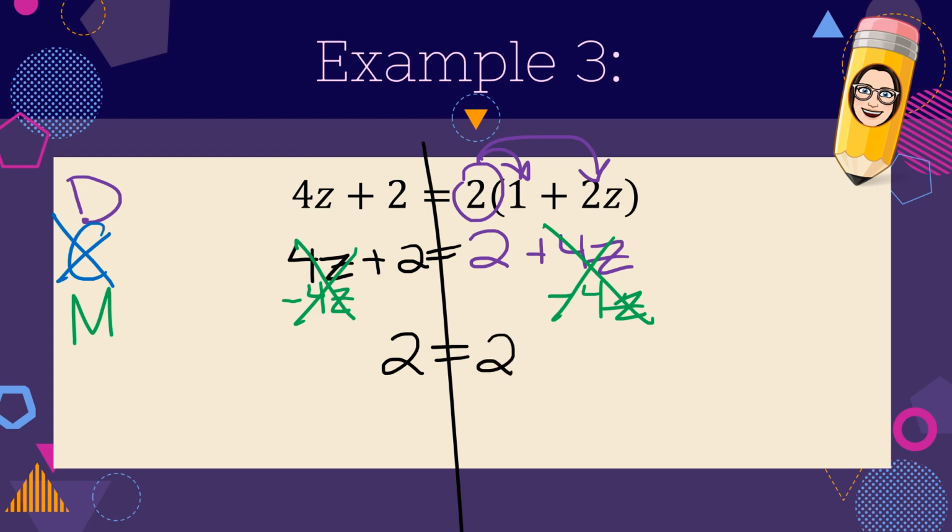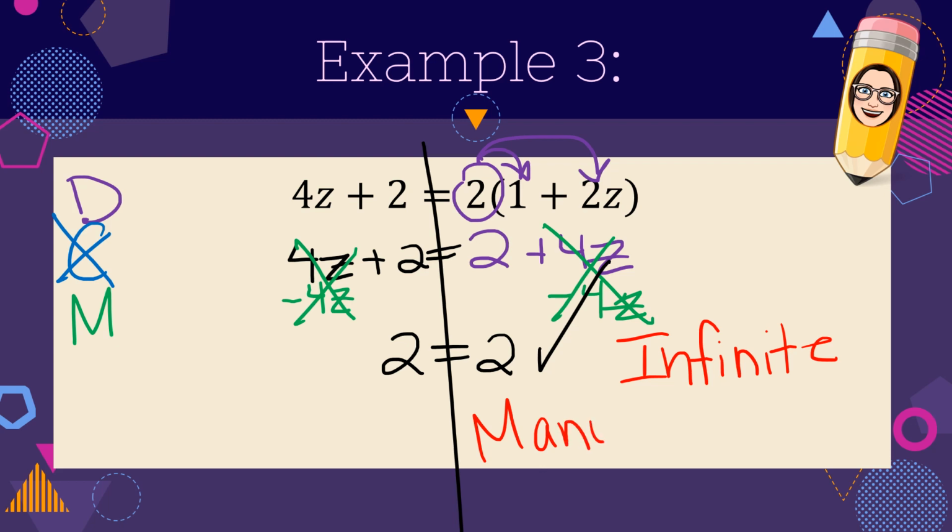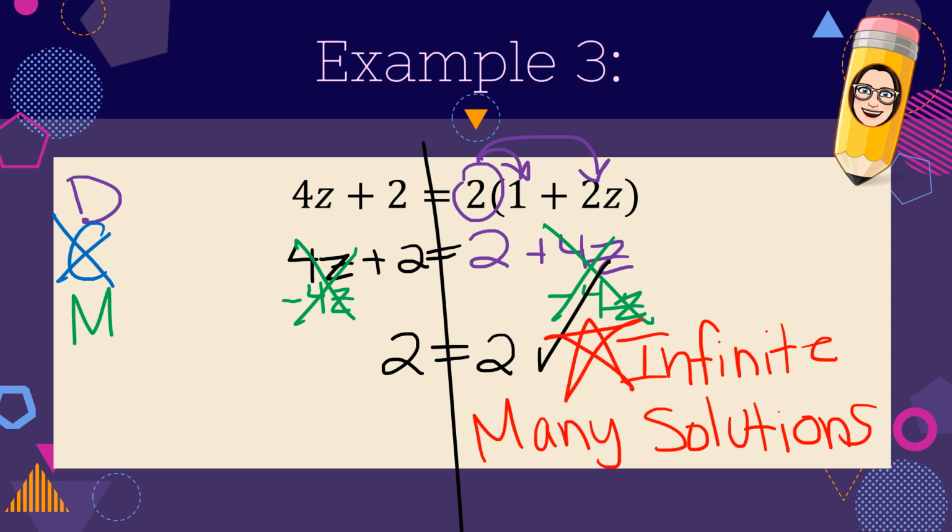I need to see that step. I need to see where your word answer came from. So if I ask you, does 2 equal 2? Yes, it does. So my answer, you might have heard this before, infinite many solutions. Yes, I want all of the words written out. No abbreviations. Full true answer. What that means, infinite, that means forever, always, every number. I could take any number and plug it in for z, and it would work.